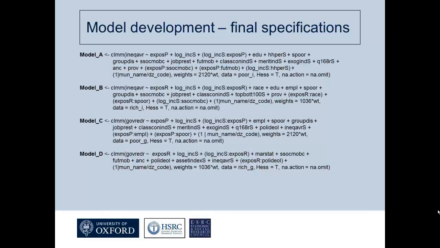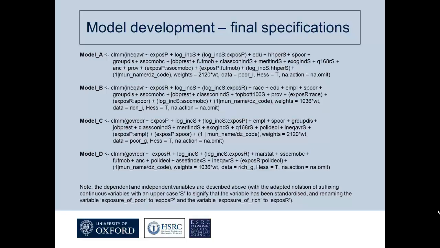And Model D, which was support for government redistribution from the perspective of the rich subgroup. Now you can see that the model specification is different for each of these four models, because the model development process was undertaken separately for each of these. And there's a little note here to say how we have suffixed some of the variable names after the standardization.